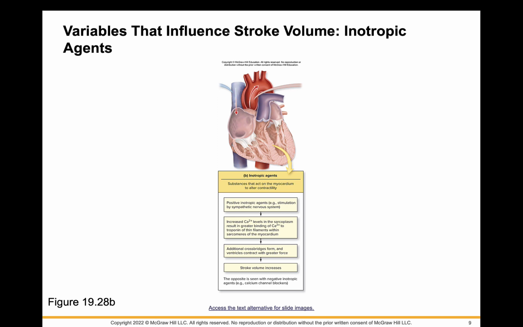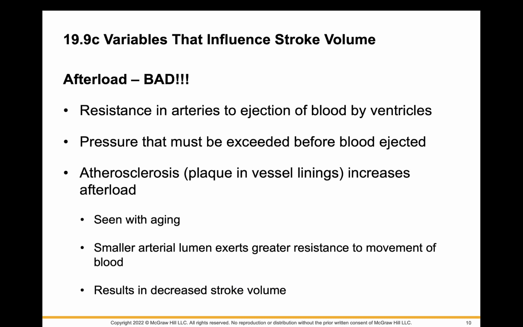So we'll have a decrease in stroke volume that is attributable to lower levels of calcium, resulting in fewer cross bridges being formed. Now, I've talked about afterload, and afterload is bad. Let's think of high blood pressure. So now we have resistance in the arteries, and now the heart actually has to work harder just to open the semilunar valves. So really, we're not going to have as much force left to actually eject blood from the ventricles. The primary cause of this is going to be atherosclerosis, and this is that plaque that's forming in the lining of the vessels, and this is a perfect example of afterload.